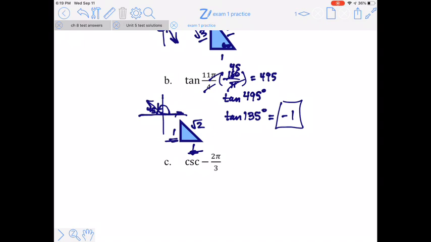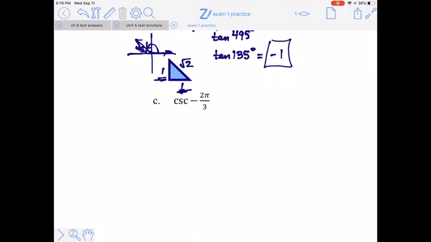And the negative came from it being in quadrant 2. In quadrant 2, only the sine is positive. Tangent would be negative. All good questions.